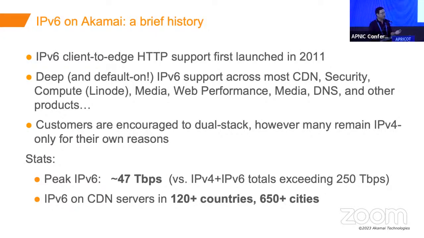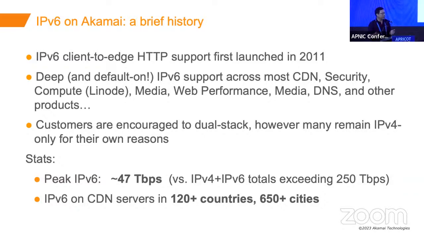And we have been always encouraging our customers to do dual stack since a long time ago. And nowadays we do dual stack by default. However, there are also some customers that remain on IPv4 only for their own reasons. So some high-level statistics: we are doing peak IPv6 traffic now for the whole network of about 47T, versus total dual stack IPv4 plus IPv6 of about 250 terabit per second. So that is like 1/5 of our traffic is now IPv6.